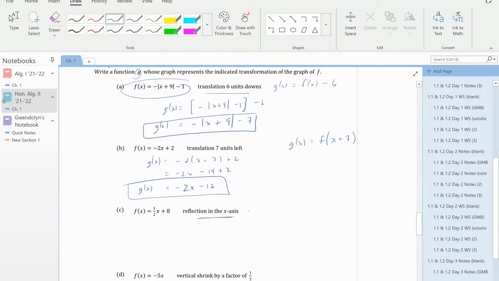Like something about the x-axis, you just want the opposite of the function that you have now. You want all the y values to be the opposite. So this new function will be the opposite of the function we have now.